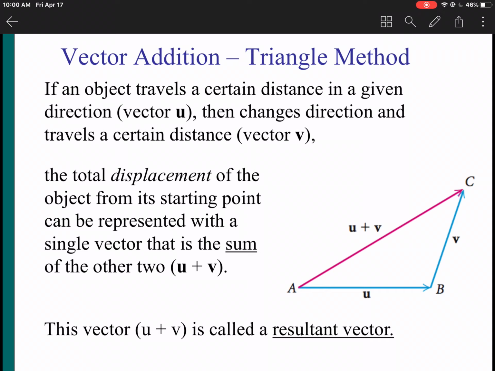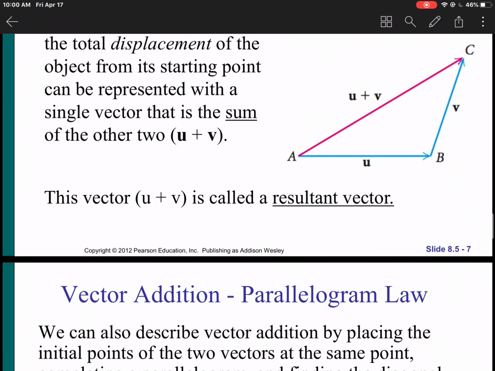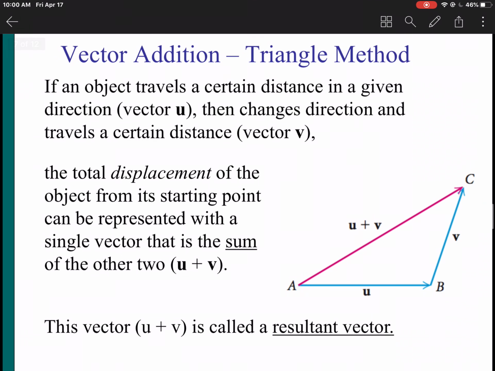So there are two different ways that we can perform vector addition. There's the triangle method, and then there's also the parallelogram method, or parallelogram law, as I have it noted there. The triangle method is a little clearer as far as what's going on in terms of determining the resultant, or what we call the resultant vector. The parallelogram method is actually the one that we typically use to do the calculations. Right? So we'll start with the triangle method, and then I'll talk about the parallelogram law in detail.